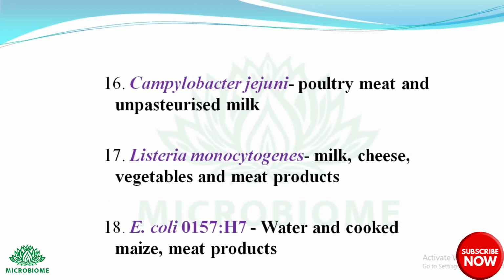And next, Campylobacter jejuni is present in poultry meat and unpasteurized milk. Listeria monocytogenes is found in milk, cheese, vegetables and meat products. Then Escherichia coli in water and cooked meat products.